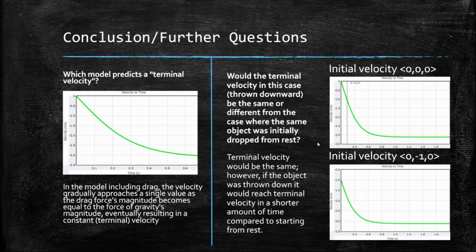In the case that the object is thrown downward instead of starting from rest so that it has an initial velocity, the final terminal velocity would be the same, but if it was thrown down, it would reach terminal velocity in a shorter amount of time compared to starting from rest. Because you can see right here, starting from rest, it reaches terminal velocity from about 1 to 1.3 seconds. But starting with a negative velocity, it reaches it from about 0.8 to 1 second.